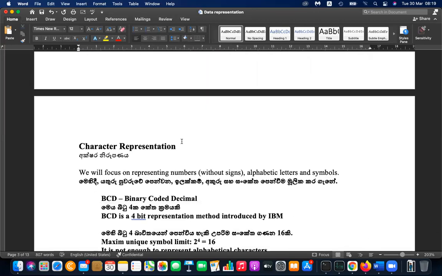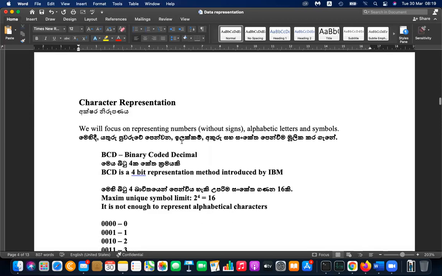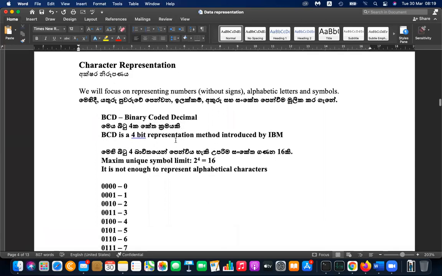Now, in addition to that, characters. For a computer, there is nothing called characters. The computer has a representation method, that's all. I think you learned this in O-level ICT, but in case you forget, let me remind you as well. BCD, or binary coded decimal, is a 4-bit representation methodology.